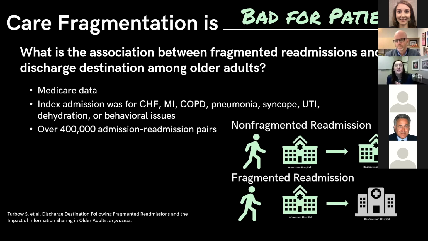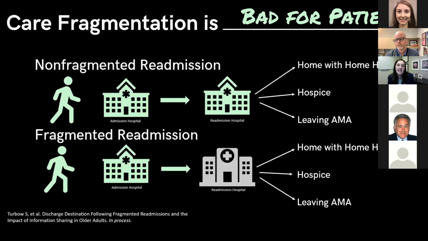One of the things I'm really curious about is whether a fragmented readmission has an impact on discharge destination in this population. For this analysis, we used Medicare data for patients with index admissions for select hospital readmission reduction program conditions, as well as syncope, UTI, dehydration, and behavioral issues. We included over 400,000 admission-readmission pairs. Again, the outcome we're looking at is, after your readmission, whether it's fragmented or not, where are you discharged to? The 3 locations I'm going to highlight are home with home health, hospice, or leaving AMA from the readmission.